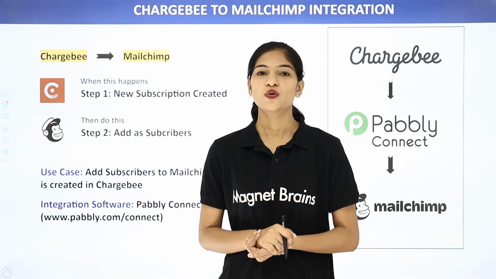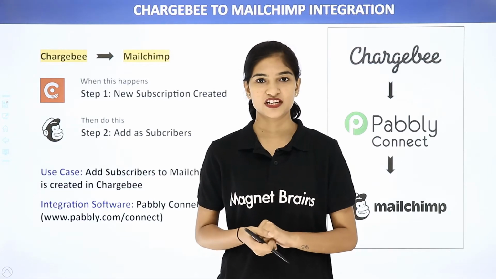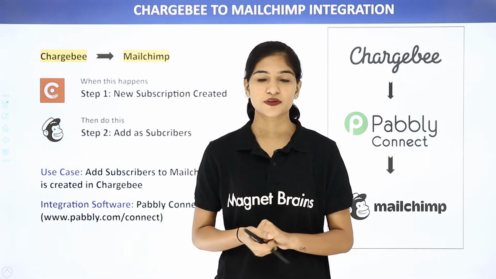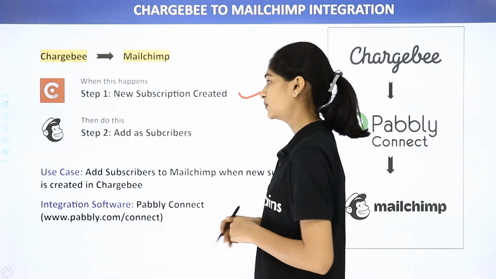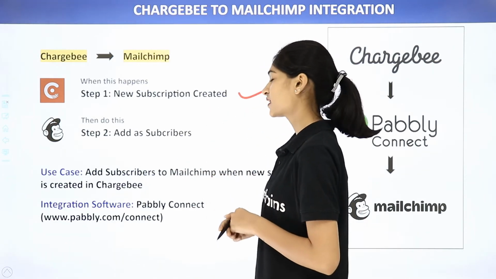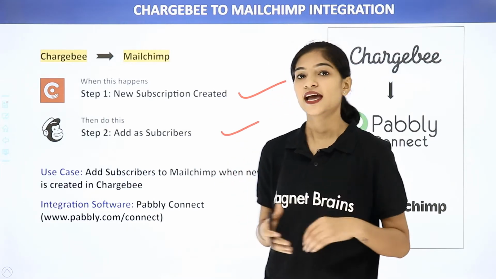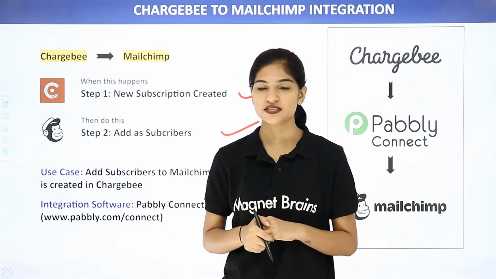Today in this video, we are going to integrate two software applications, Chargebee and MailChimp. So the use case here is, whenever a new subscription is created in Chargebee, we want that to be added as subscribers in MailChimp. First, let us know what these two software applications are all about.